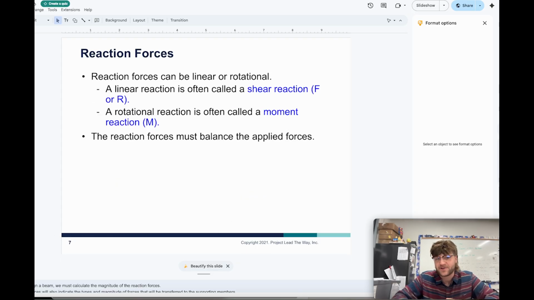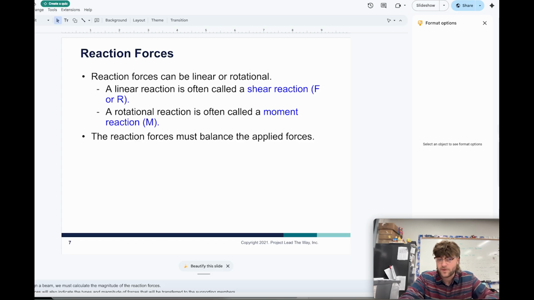So in terms of reaction forces, these can be linear or also rotational. So a linear reaction is often going to be called a shear reaction. And we're going to represent that using F or R. We're going to also have subscripts as well, where if it's at point A, it'll be F subscript A. Or if it's at point B, F subscript B. Same case for R. Now, a rotational reaction is often called a moment reaction. Now, moment you've definitely heard of before. And so we're going to be reviewing that as well. And it is the same case that we'll calculate the moments about different points. And so say if it's at point A, we'll end up having M subscript A.